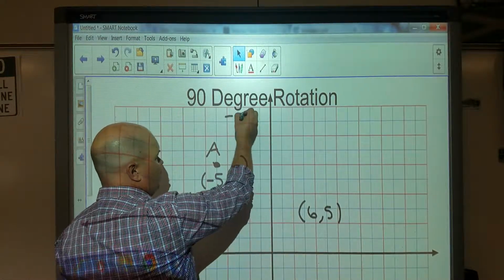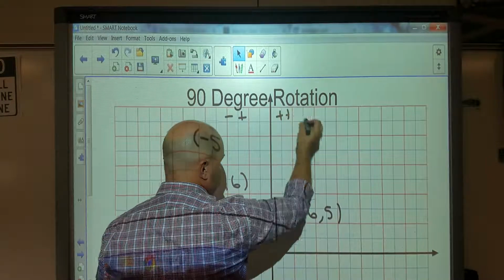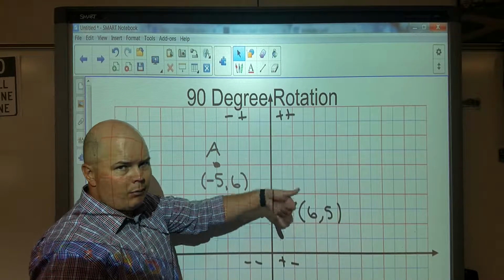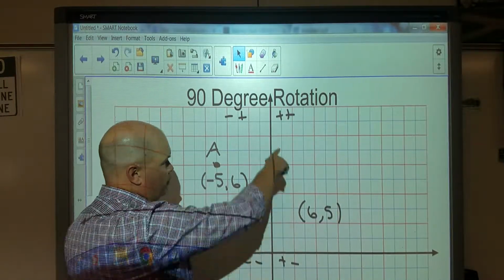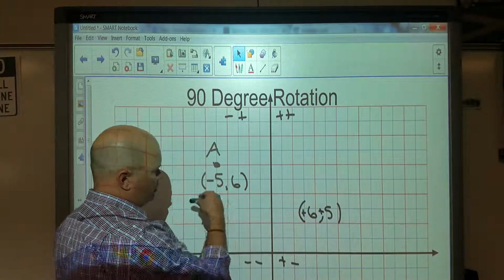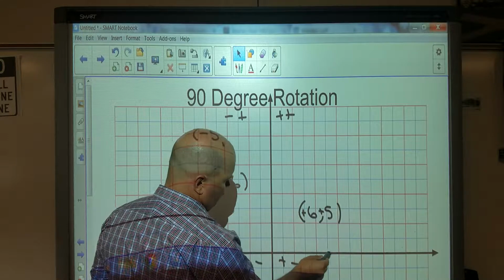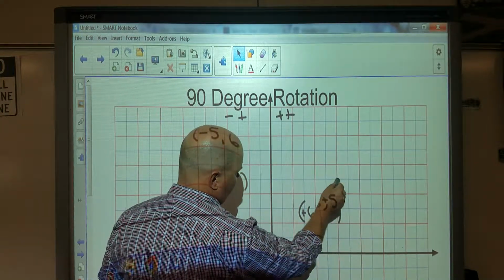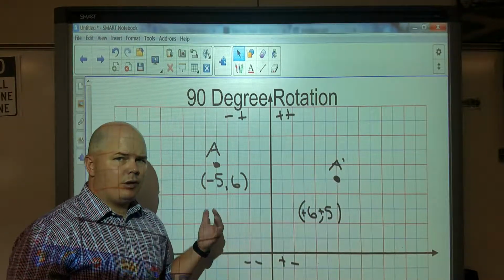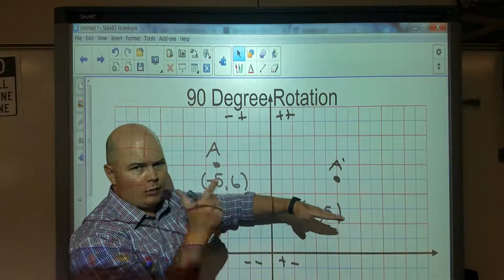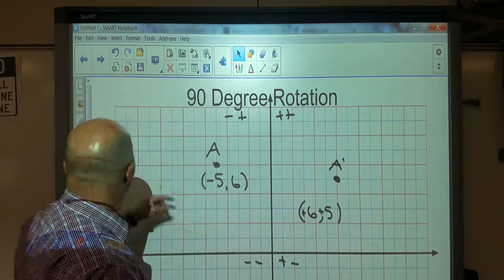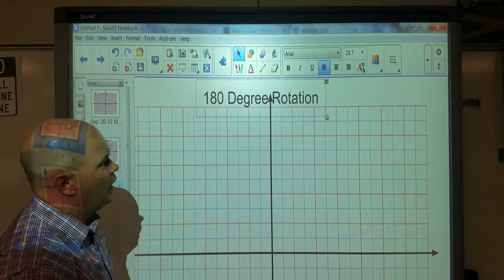So this would be, again, my negative plus, this is my plus plus, this is my plus minus, and this is my minus minus. So I flip my axes, so my coordinates flip, and then I just bring my signs into each one back. And that would be my result of this rotation, at 1, 2, 3, 4, 5, 6, 1, 2, 3, 4, 5. This would be my A prime. Okay, that's what a 90-degree rotation looks like. So again, I'm going to flip my coordinates, and then I'm going to bring my signs in to whatever coordinate I land in.